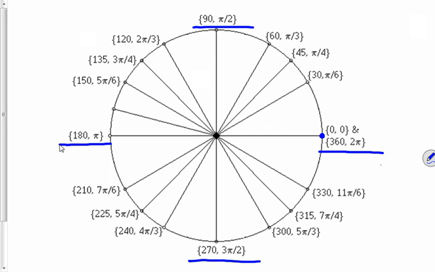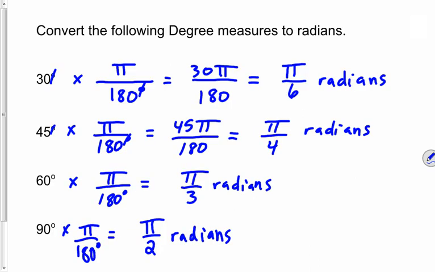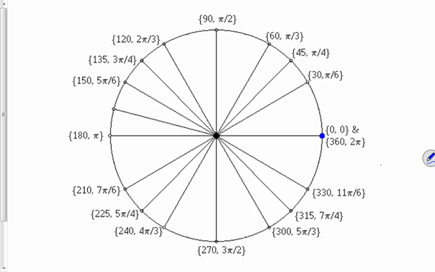So you can see that understanding this circle does not mean memorizing everything, right? It really means understanding these key angles, which we converted into radians, and then being able to count around the circle in the different increments.